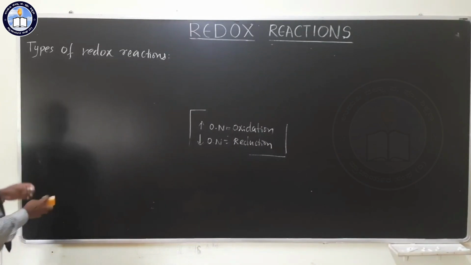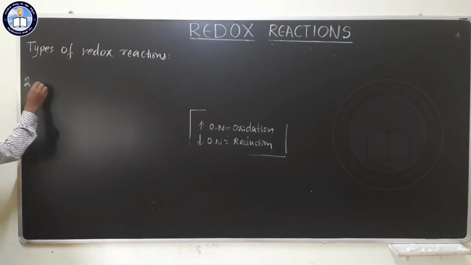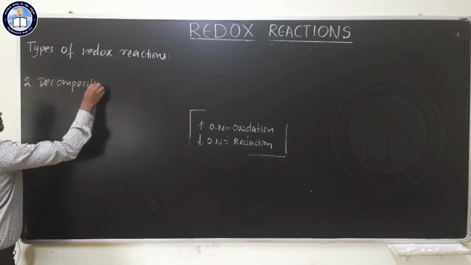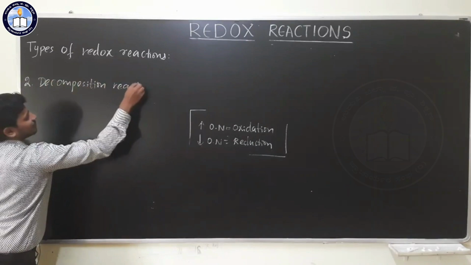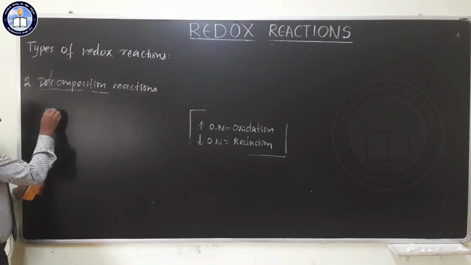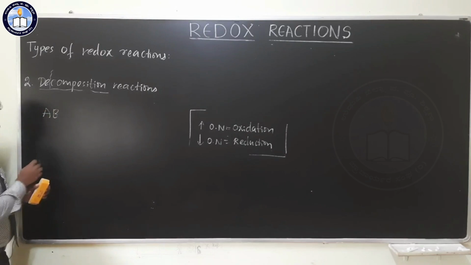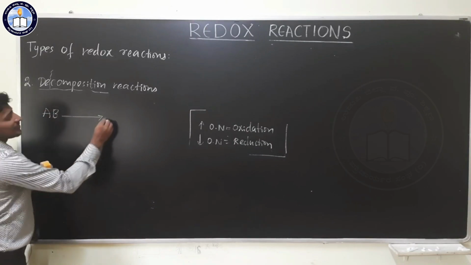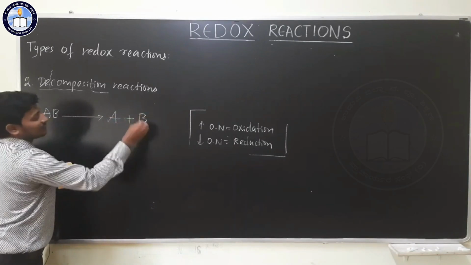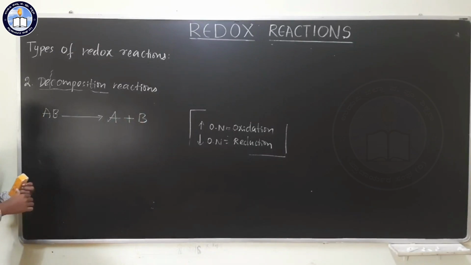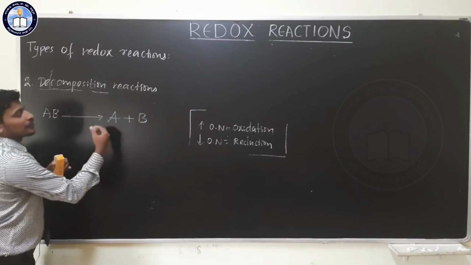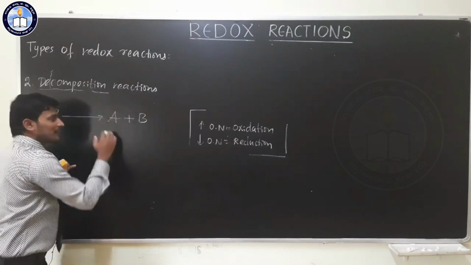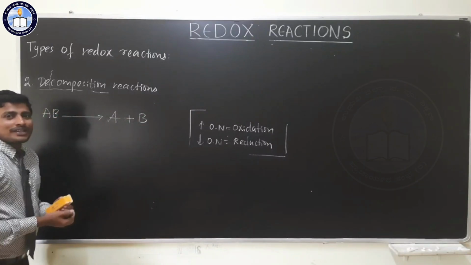Next one is known to be decomposition reaction. That is the second one, decomposition reaction. In general, AB is the product which undergoes decomposition, or I can say breakdown, and gives A plus B. In this case also, whatever the product formed now, it may be A or B or even both A and B must be in elementary form.